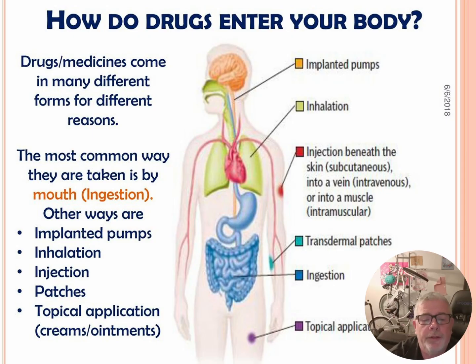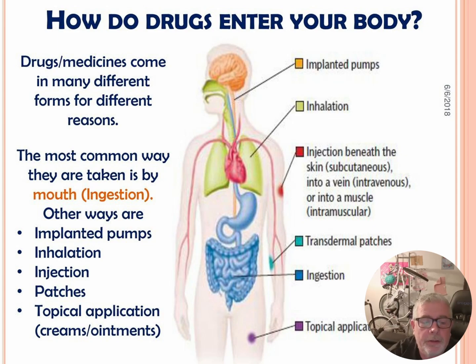The most common way they're taken is usually by mouth, or ingestion, which we abbreviate PO, per os. Implanted medications, implanted pumps, such as an infusion pump, may give a person a certain amount of medication over a set period of time. For example, if you're coming off a very painful surgery, sometimes patients are hooked up to pain relief pumps where they're allowed to give themselves extra doses of pain medication within limits.